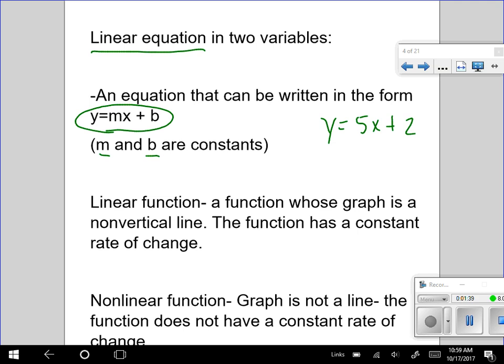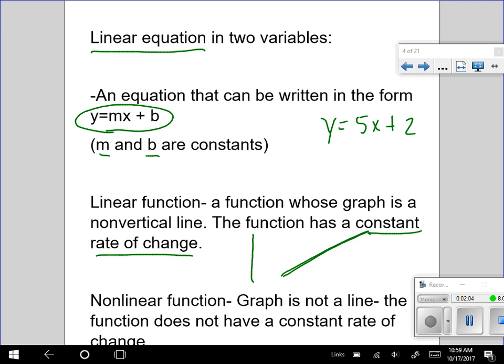A linear function, another definition that we can have, not necessarily as an equation, is a function whose graph is a non-vertical line. Remember, vertical would look like this. So a non-vertical line, something that looks like this, and the function has a constant rate of change, which we're going to talk a lot about today, a constant rate of change. We're going to be seeing that in some different charts.